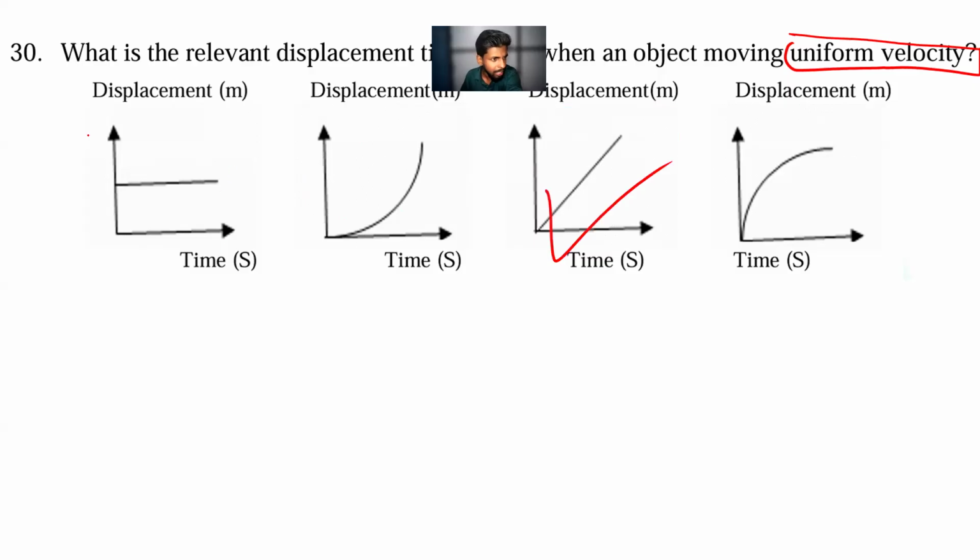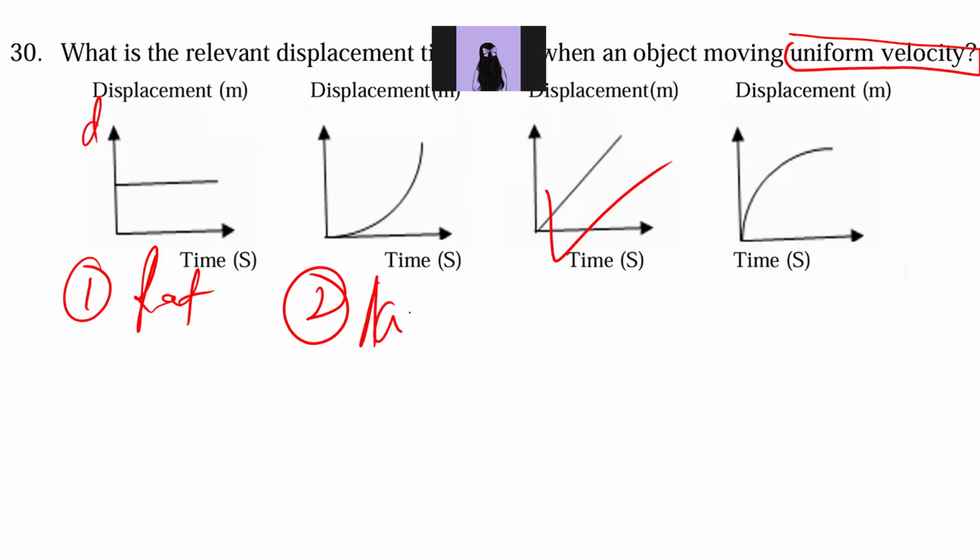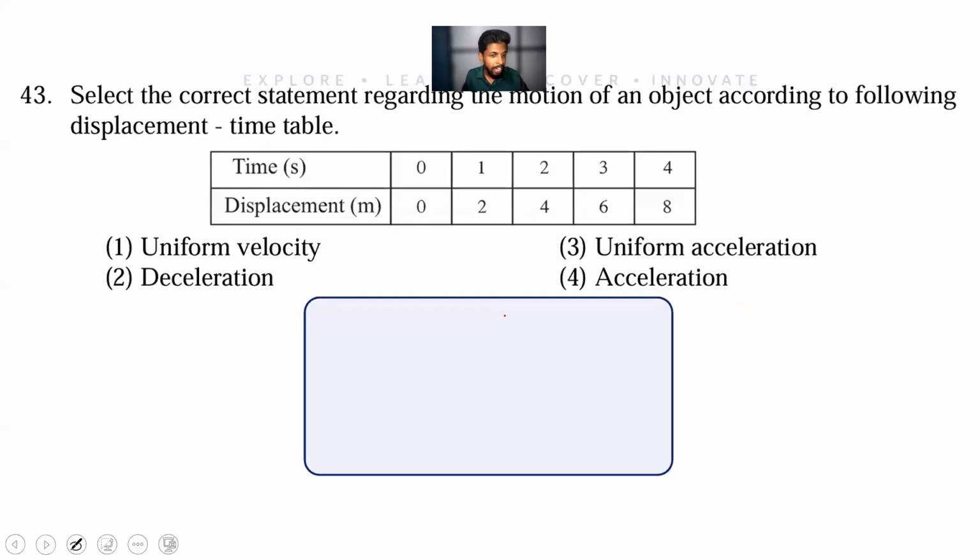Can anyone tell what kind of graph is this first one? What did we write for that one? Rest, very good. And second one, acceleration. Good. And fourth one, deceleration, or retardation.